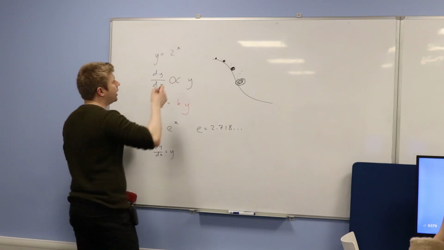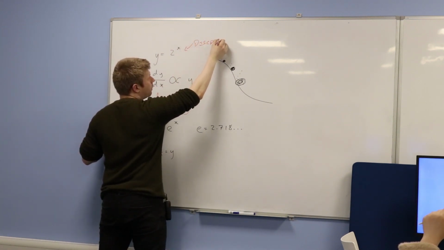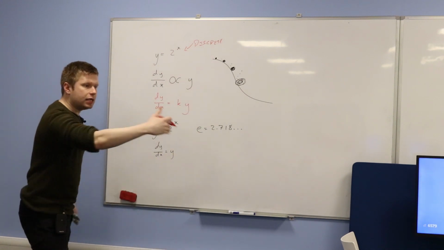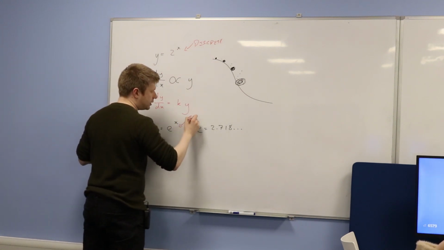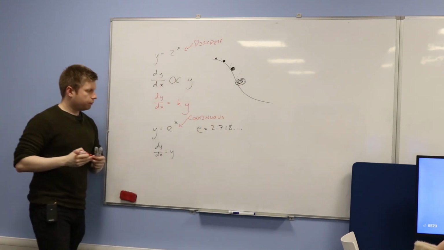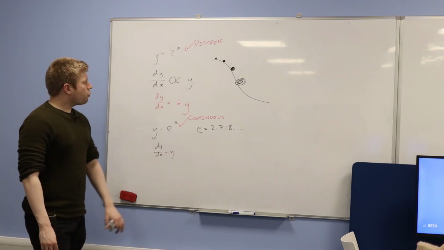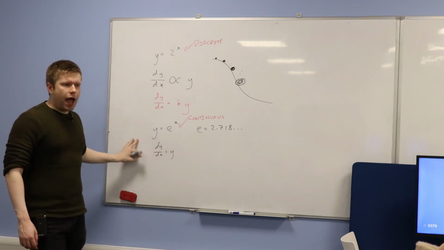So this would be discrete growth. In other words, you're considering what happens at minute intervals, whereas this would be continuous growth. In other words, you never stop looking at it. You're constantly looking at the growth. Okay, so that's another difference between them. But I really just wanted to emphasize why this makes sense.